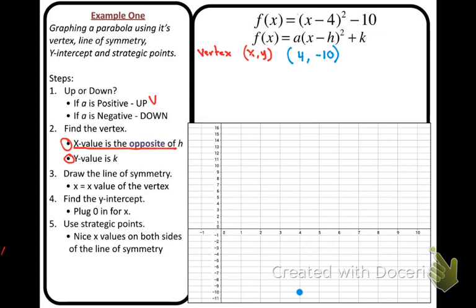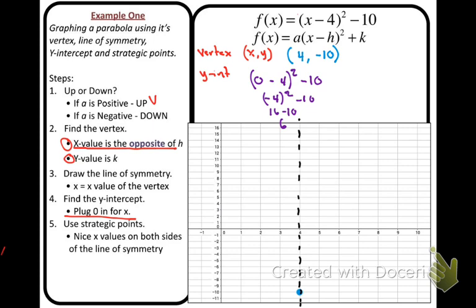Step 3, draw the line of symmetry. That's also the same, and it goes straight down through the vertex. Step 4, we find our y-intercept. Same thing for the y-intercept: we plug in 0 for x. I'm going to use a different color. We have 0 minus 4 squared minus 10. 0 minus 4 is negative 4. Negative 4 squared minus 10. Negative 4 squared is 16, minus 10. 16 minus 10 gives us 6.